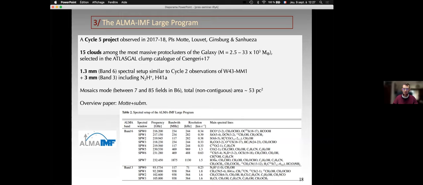So, clouds among the most massive protoclusters of the galaxy, with masses between 2 and 33,000 solar masses. The spectral configuration at 1.3 millimeter in band 6 was similar to the MM1 observation I mentioned before. And in addition, all the clouds have been observed at 3 millimeter in band 3, including lines such as N2H+ and H41 alpha.